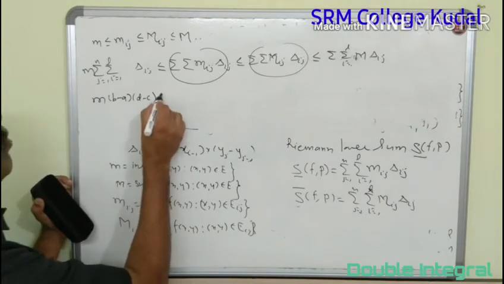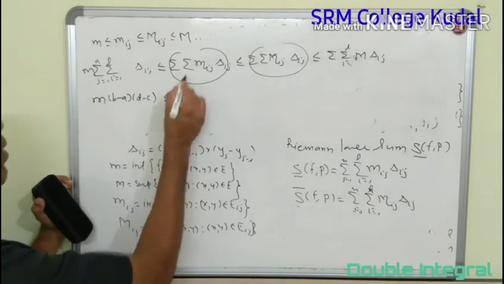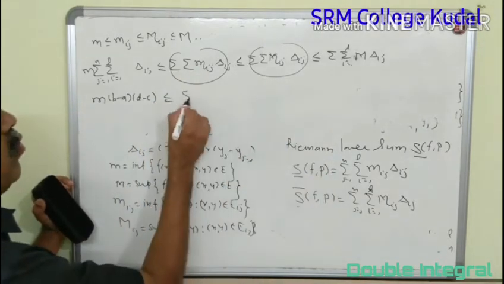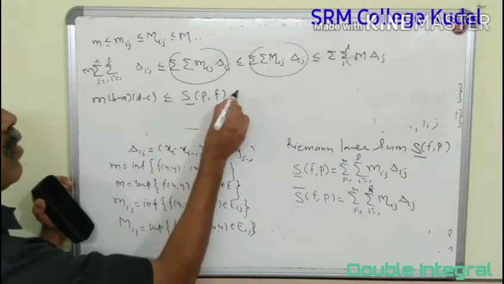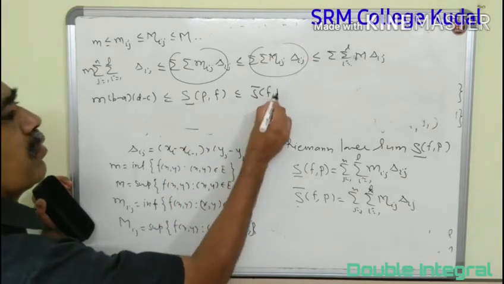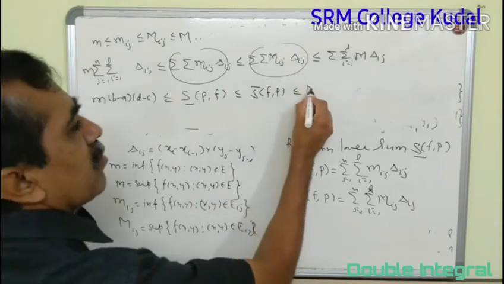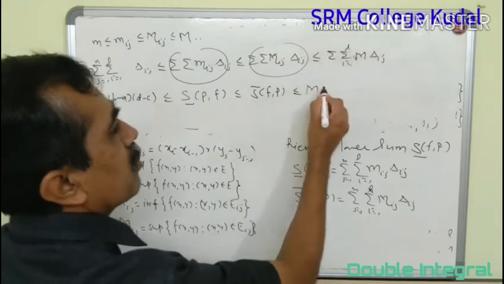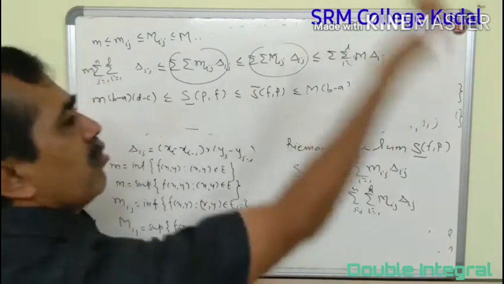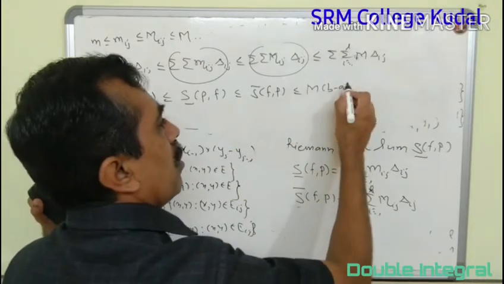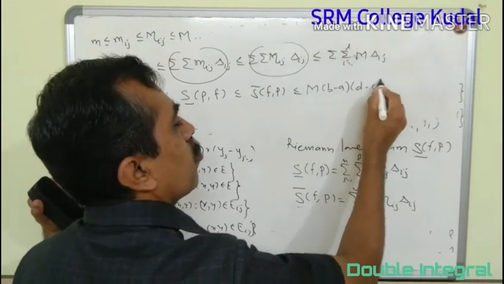Okay, so this is less than or equal to, now this is nothing but the lower sum, and this is nothing but the upper sum. And again, take capital M outside because it has nothing to do with the summation, and again the sum of the areas of all subrectangles will be the total area of the rectangle.